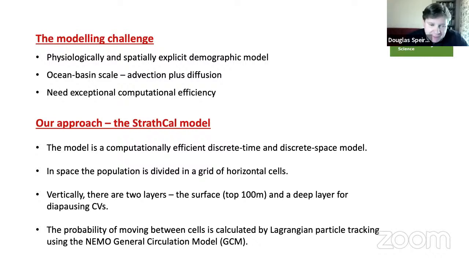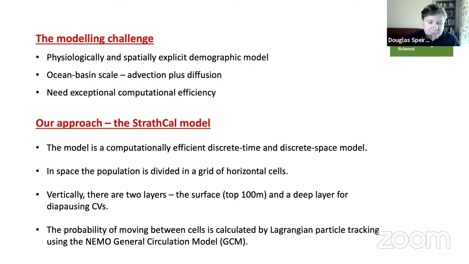So our approach in the Strathclyde Marine Modelling Group is something that we've come to label the Strathcal model. The model's computationally efficient, it's discrete in time and it's discrete in space. So in space, the population's divided up into a grid of horizontal cells. We simplify the problem in 3D by collapsing the vertical into two layers. So there's a surface layer, where most of the biological activity is occurring, and that's the top 100 meters. And then there's a deep layer to represent what's happening with the diapausing C5s.